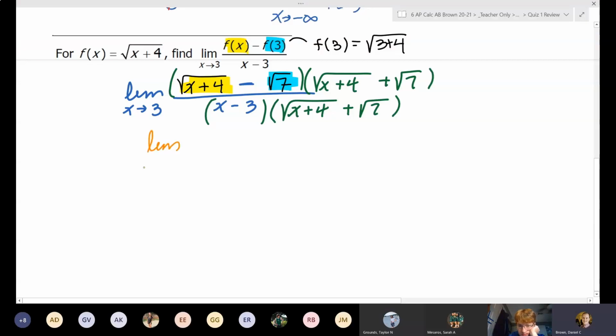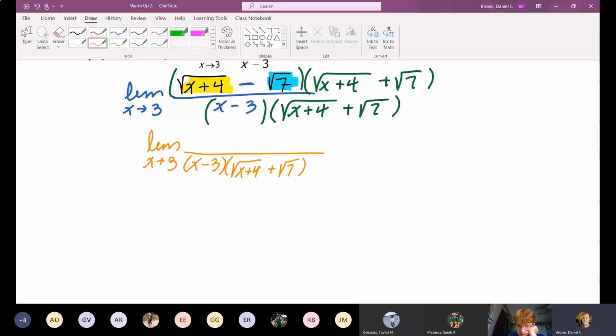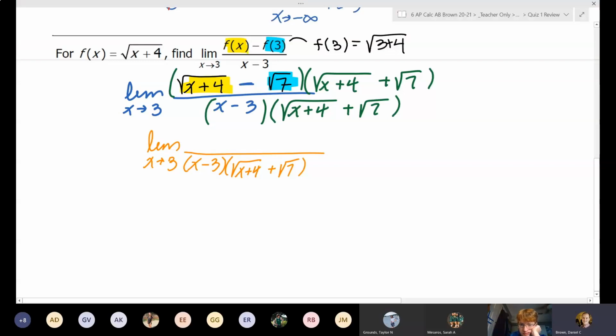So I have the limit as x goes to 3. The denominator I'm going to go ahead and bring straight down. And then let's go ahead and multiply that numerator together. So the square root of x plus 4 times the square root of x plus 4 is just x plus 4. We have a negative times a positive, so it's going to be a negative. And then we have the square root of 7 times the square root of 7, which is just 7.